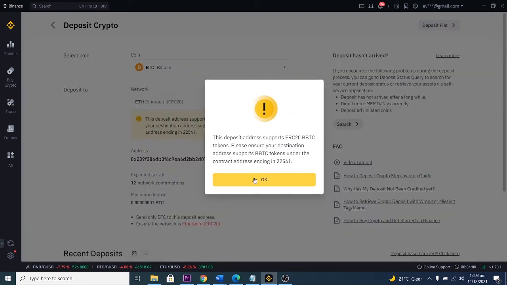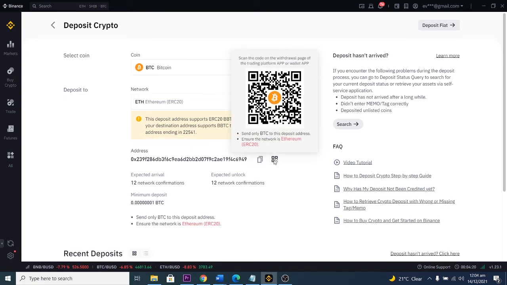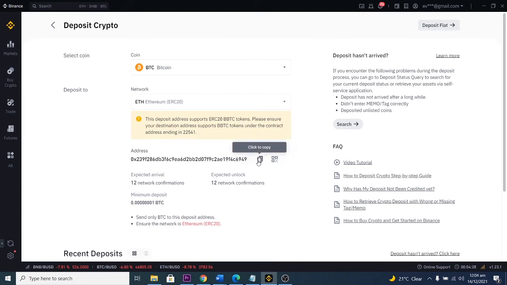So immediately click on it now. It's going to create an address for you. The deposit address supports ERC20 token. Please ensure your destination address supports the token. You don't need to worry about that. So now it has given me an address. Make sure you don't write it, just copy it. Click to copy, and then you can scan this QR code and send it to the person. It's safer using a QR code like this, but you can copy it as well. When you copy it, you can now send it to the person.